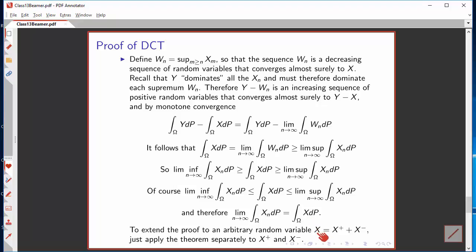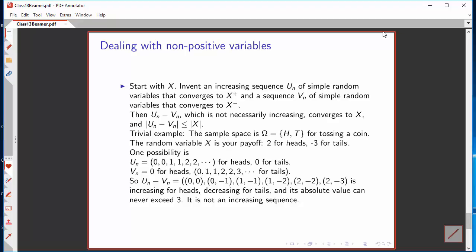We did it only for positive random variables, though, so in order to extend this to an arbitrary random variable, what we're going to have to do is apply this theorem separately to the positive part and the negative part. You work some examples of this. It turns out to be rather complicated in practice. So we're starting with some random variable that is not positive. And for the positive part, we invent an increasing sequence of simple random variables. For the negative part, we invent a decreasing sequence of simple random variables. This is our standard strategy.